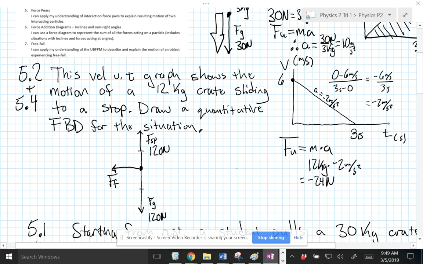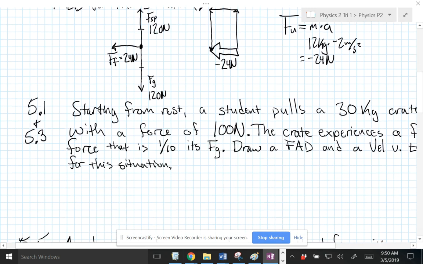So when I add these arrows together, arrow up, arrow left, arrow down, it should result in an FU of negative 24 newtons, which is just to say that it's pointing opposite direction of the motion. That's how I know the amount of the frictional force. And so that would be what you'd need to have to get the credit for the 5.4 and the 5.2.